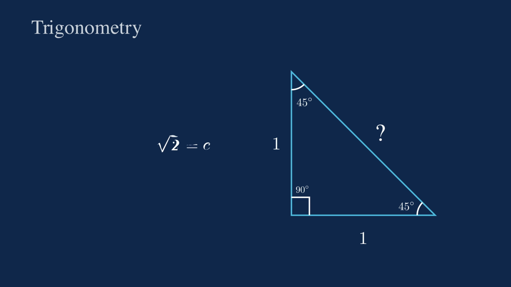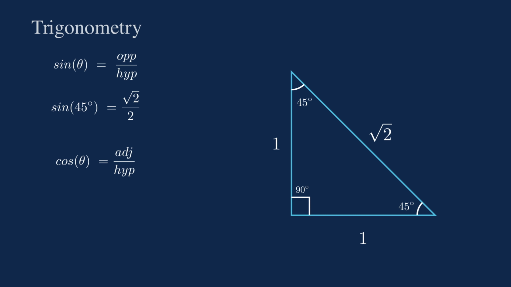Using sine, we see that sine of 45 degrees is equal to 1 over the square root of 2. If we multiply the fraction by the square root of 2 over the square root of 2, we can rationalize this denominator, and we get the square root of 2 over 2. It's the same deal for cosine, which is actually pretty neat.